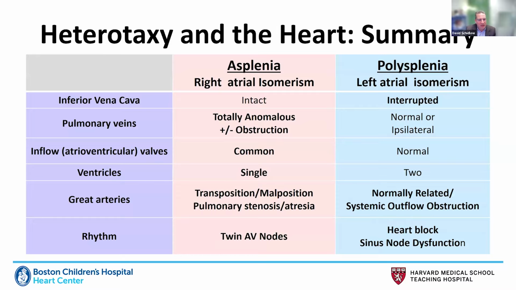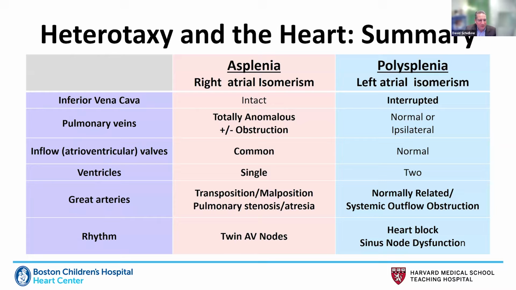So for these next few slides, I'm going to go over specifically the things that we see in the heart, and I'm going to go through asplenia, and then I'm going to go through polysplenia. And when we think about the heart, there are certain differences that are more likely to occur in the asplenia type of heterotaxy than the polysplenia type of heterotaxy. And what I'm trying to do is to sort of break it down here. So we have the inferior vena cava, the pulmonary veins, the inflow or AV valves, the ventricles, the great arteries sort of leaving the heart, and the heart rhythm.